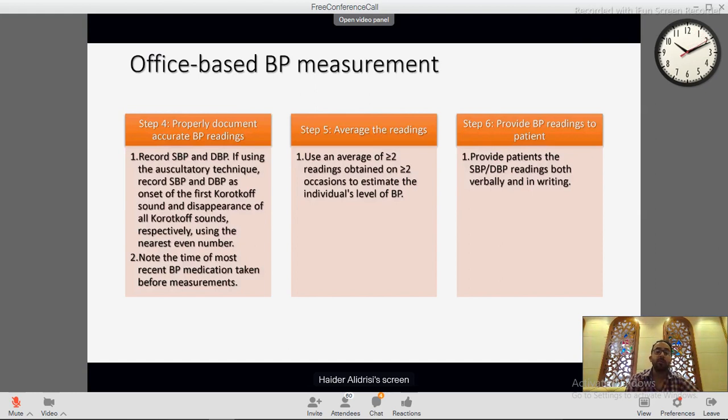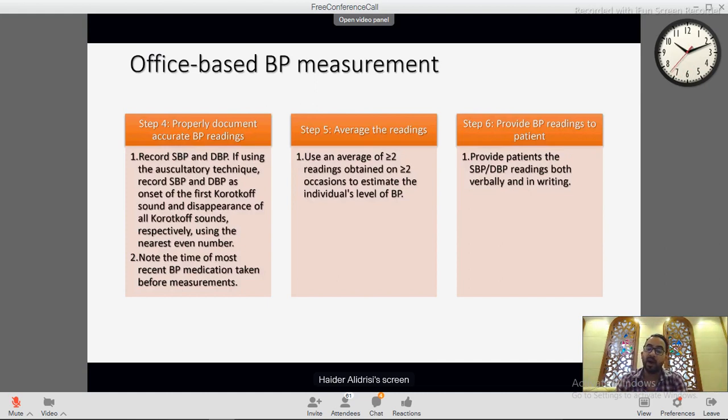Note the time of the most recent blood pressure medication taken before measurement. You have also to ensure that the patient is taking his medication if he has a diagnosis of hypertension. Use the average of two readings. The two readings that you obtained, you have to take the average of them, and on 2 occasions in order to diagnose the blood pressure.